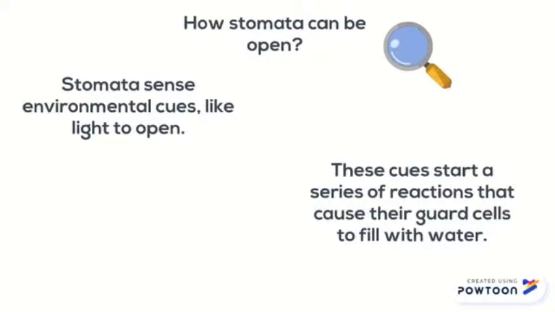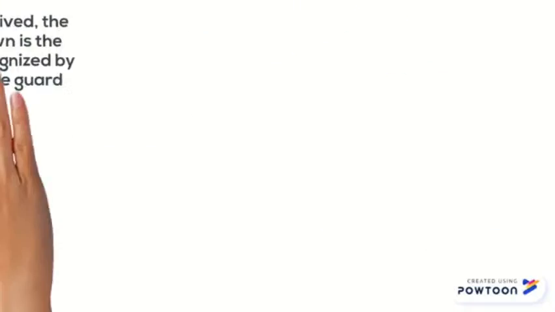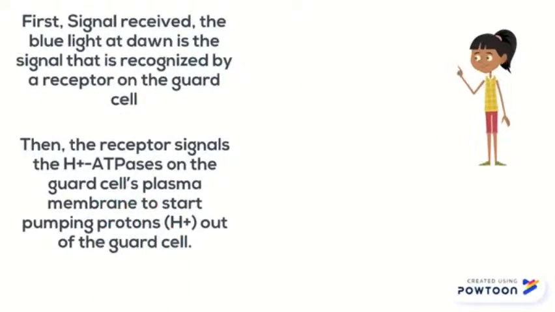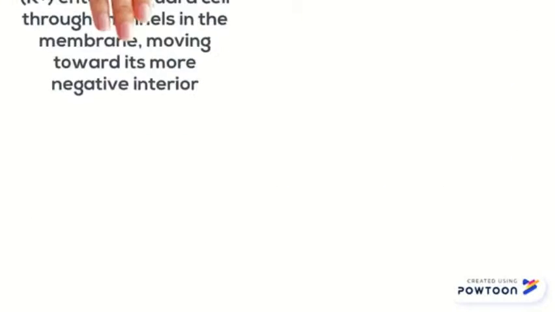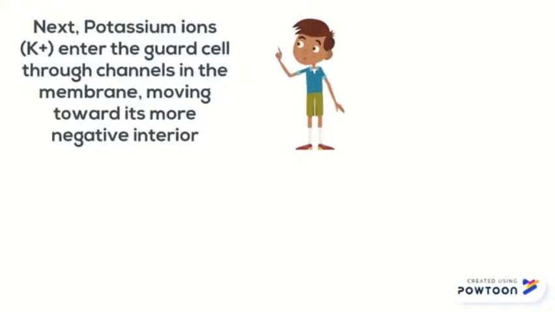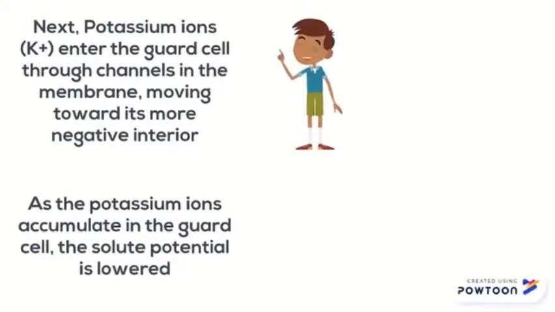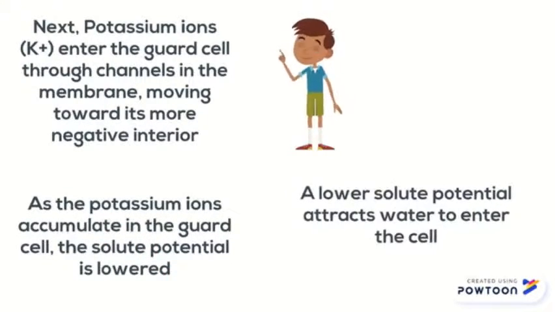These cues start a series of reactions that cause their guard cells to fill with water. When the signal is received, it is recognized by a receptor on the guard cell. Then, the receptor signals the H+ ATPases on the guard cell's plasma membrane to start pumping protons out of the guard cell. This loss of positive charge creates a negative charge in the cell. Next, potassium ions enter the guard cell through channels in the membrane. As the potassium ions accumulate in the guard cell, the solute potential is lowered.